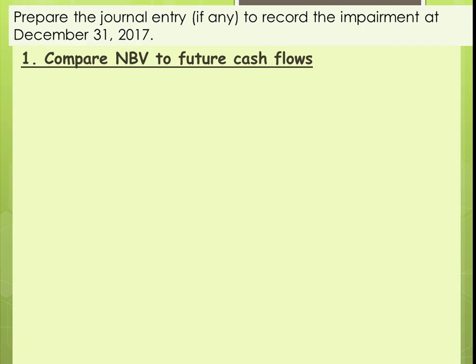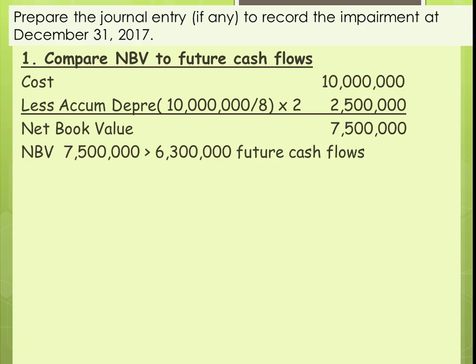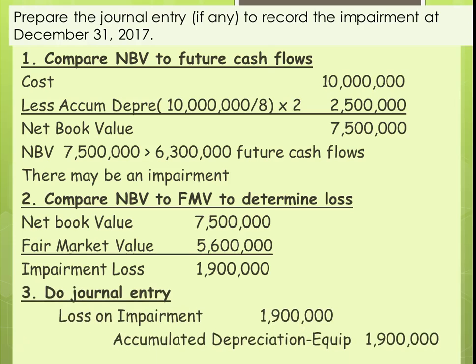So first, we're going to compare the net book value to the future cash flows. And in our case, 2 years have gone by, so we have a net book value of $7.5 million. We now are going to compare that to the future cash flows, which are less than the $7.5 million. So that means that we may have an impairment. So in this case, the net book value is $7.5 million. The fair market value is 5.6. So that means we have an impairment, which means we must do a write-down.